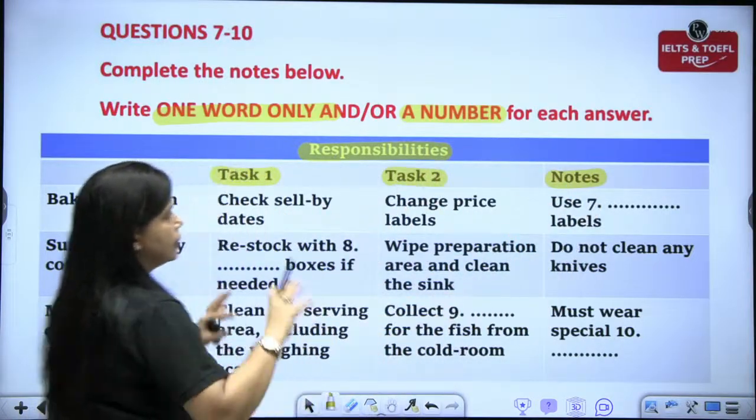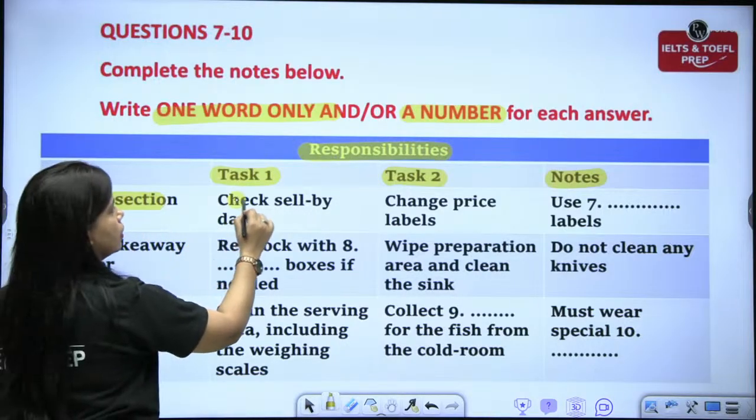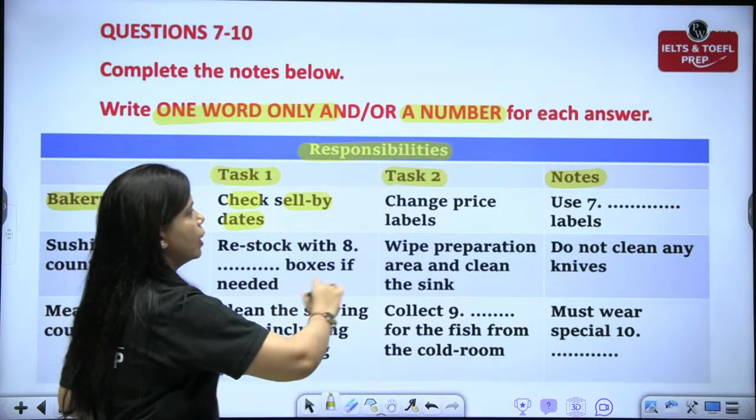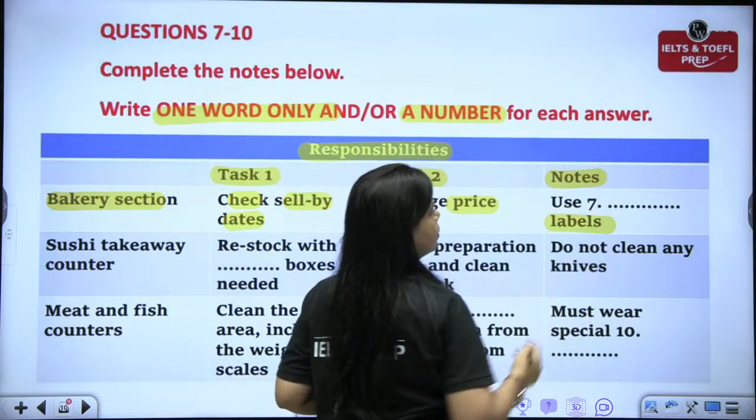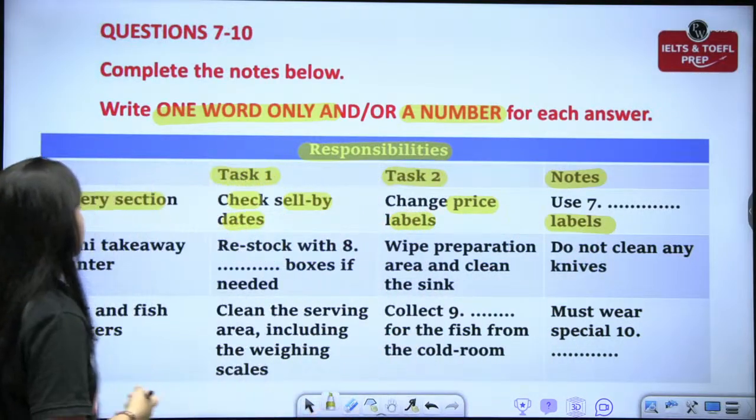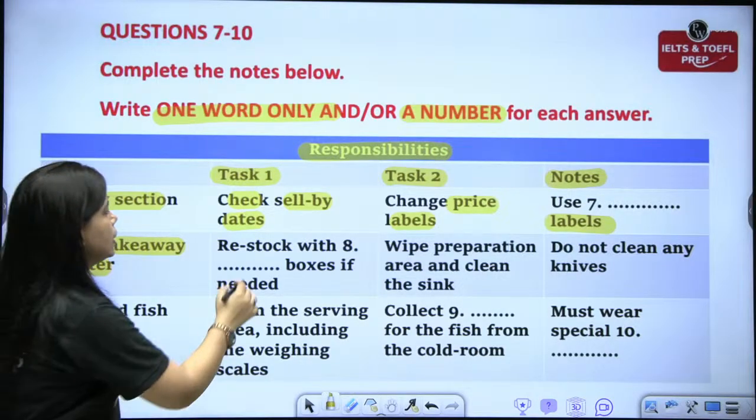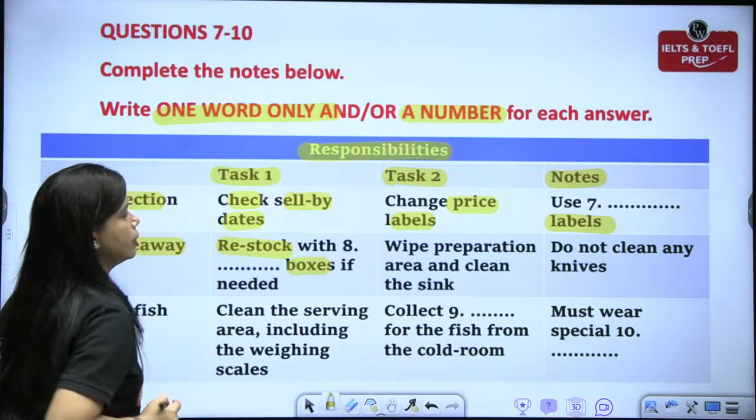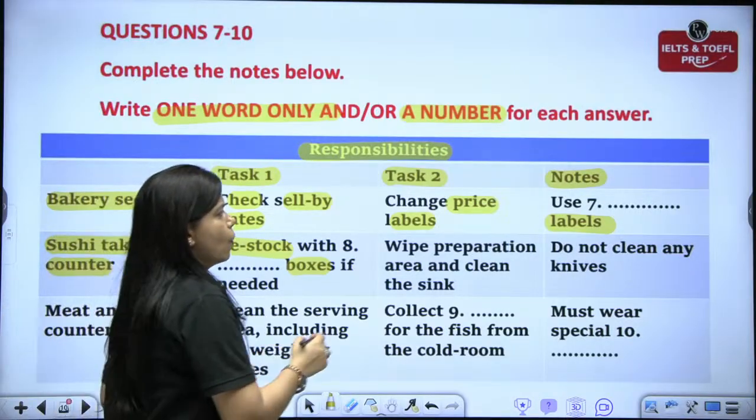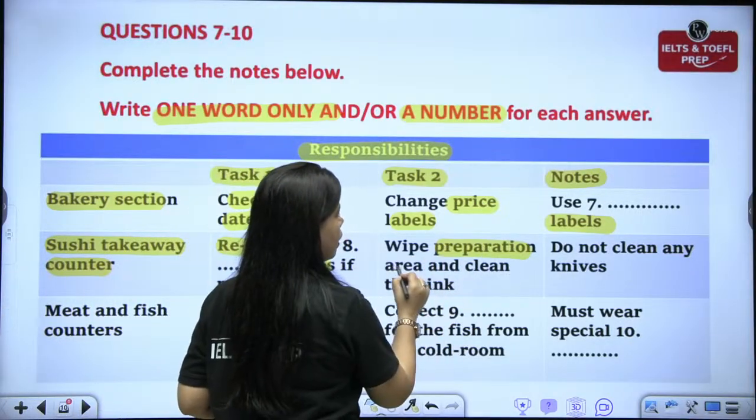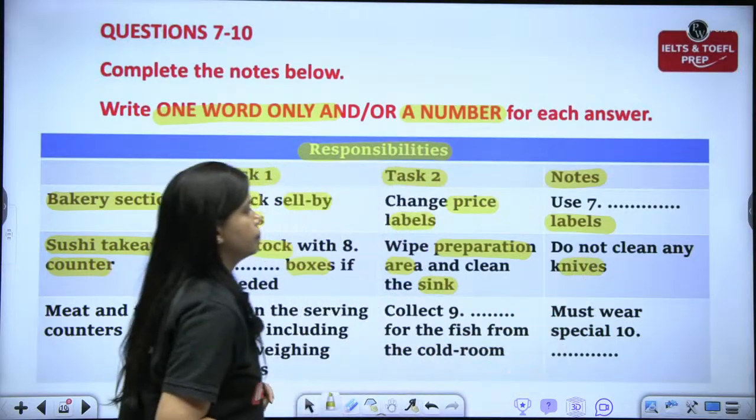Never ignore these headings. Now it says bakery section. Check sell by dates. Change price labels. Notes, use dash labels. What labels? Listen up for that. Next, sushi takeaway counter. Restock with dash boxes if needed. What kind of boxes? Listen up for that. Wipe preparation area and clean the sink. Do not clean any knives.